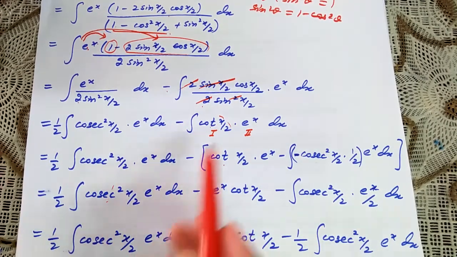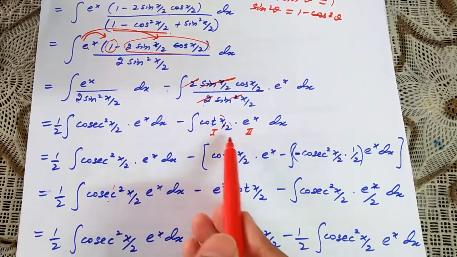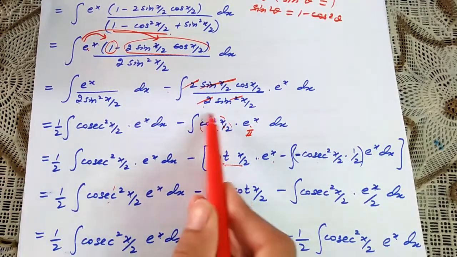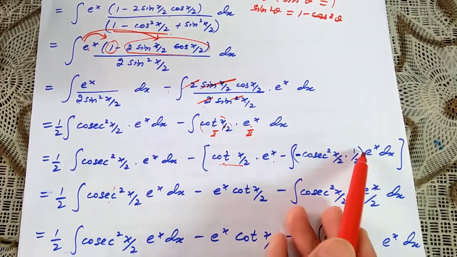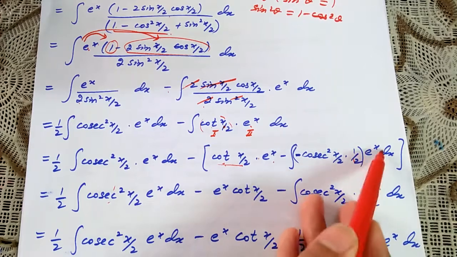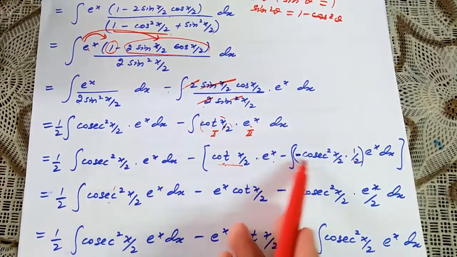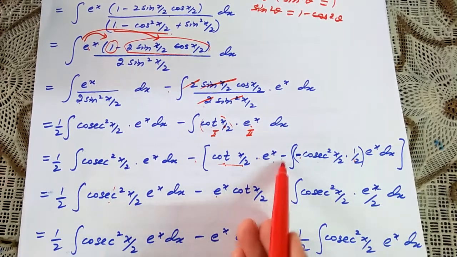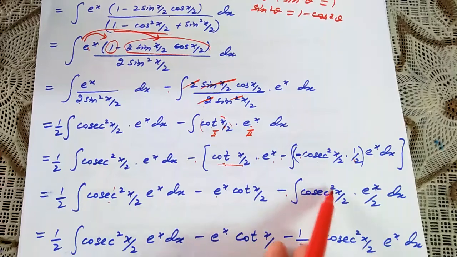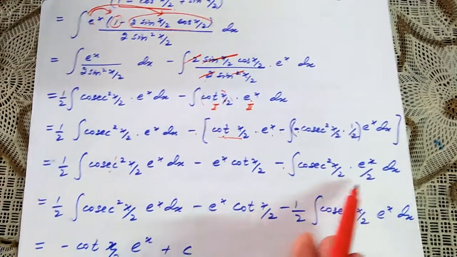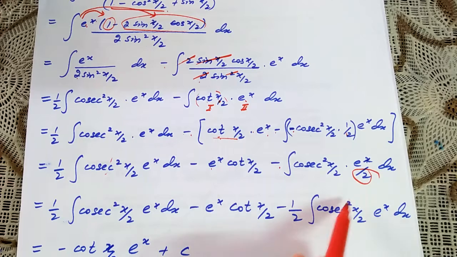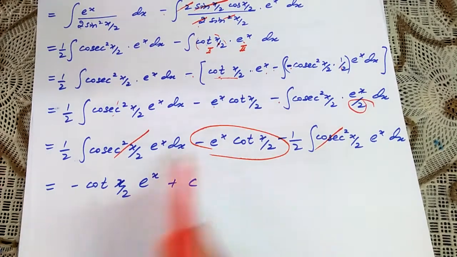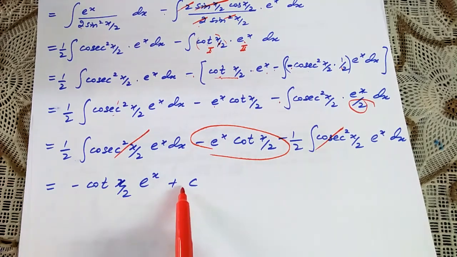This integral is written as it is. Now using the integration by parts formula, first function into integration of second function minus main integral of derivative of first function, it is minus cosecant square x by 2, and the derivative of the angle is 1 by 2, and the integration of the second function is e raised to power x. Now open this and simplify it. Minus e raised to power x cot of x by 2, minus minus plus, and plus minus will be minus, cosecant square of x by 2 e raised to power x. Take this 1 by 2 outside like this. Now you see both the integrals are the same. We can cancel them, and we get our answer: minus cot of x by 2 e raised to power x plus c.